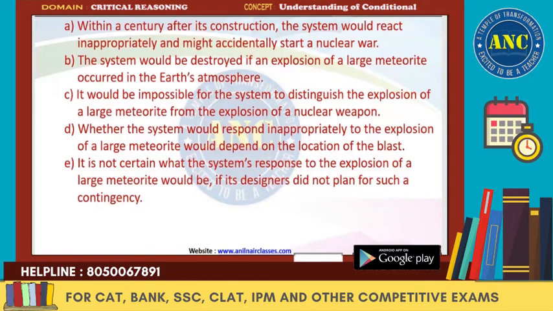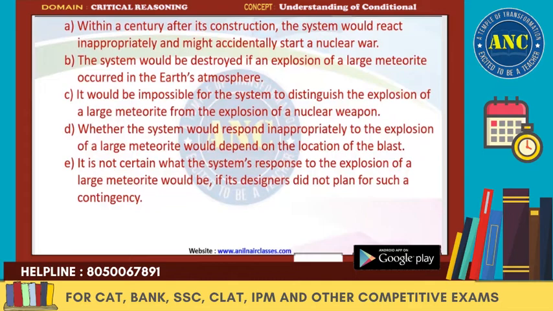Again, option C also cannot be inferred since it is consistent with the stated information that an appropriately designed nuclear defense system might be able to distinguish nuclear from meteorite explosions. Option D. Whether the system would respond inappropriately to the explosion of a large meteorite would depend on the location of the blast. Again, there is no information to suggest that the location of blasts would determine the appropriateness of the defense system's response. Hence, D also cannot be inferred.